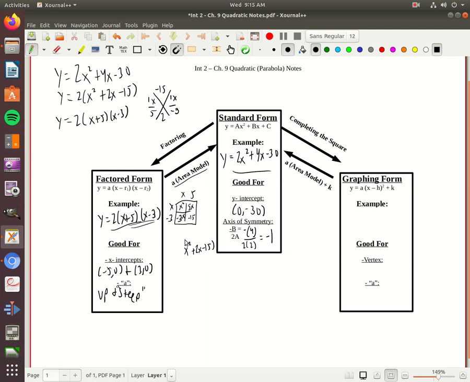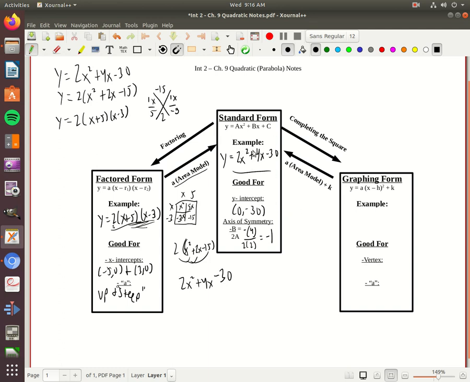And at this point, you should be saying, well, this equation isn't the same as this equation. But you'll notice I haven't multiplied it by this a yet. I've only dealt with this part of the equation. I still need to introduce this multiplying by 2. So I'll distribute that. I'll get 2x squared plus 4x minus 30. And you can see I'm right back to where I was with the standard form. So that's the a times area model to go from factored form into standard form.